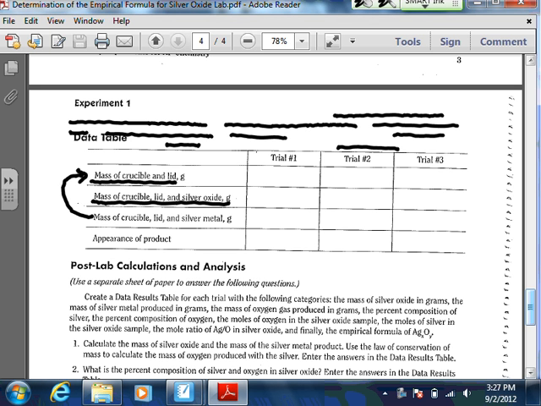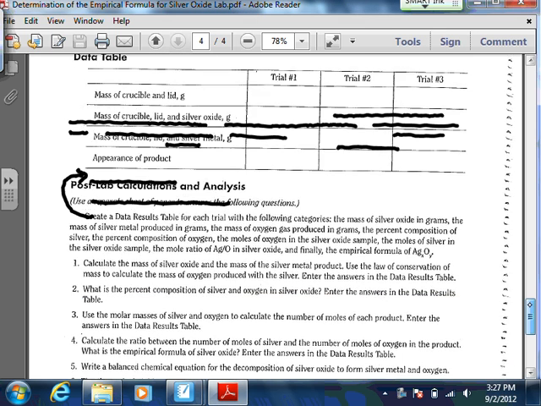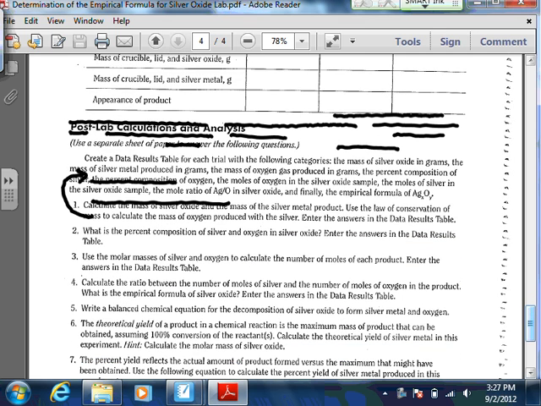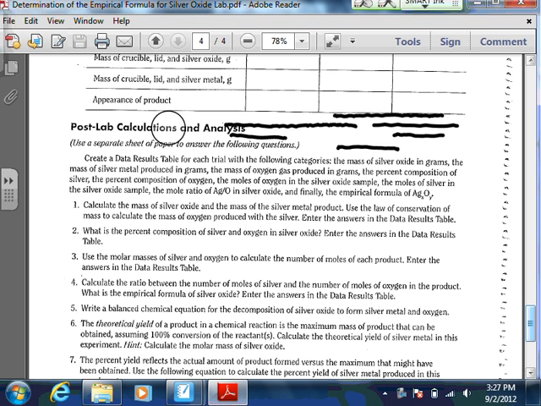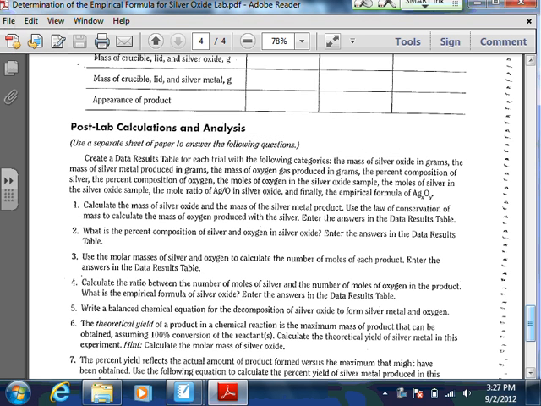Okay, and then the next question down here, they ask you, what is the percent composition of the silver and the oxygen in the silver oxide. Okay, so what you know at this point is the overall mass of the silver oxide, and you know the mass of the silver. And because of those two things, you also know the mass of the oxygen, right? If you take the silver oxide and you subtract the silver from it, that's going to give you the mass of the oxygen.